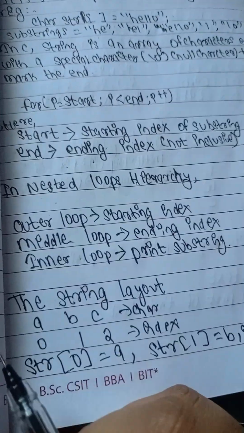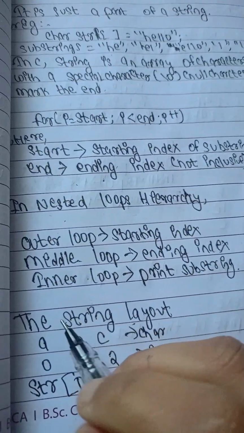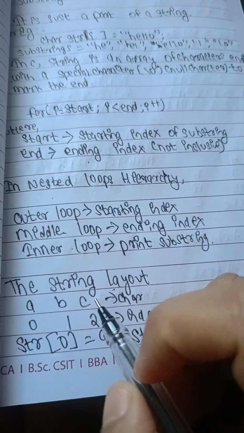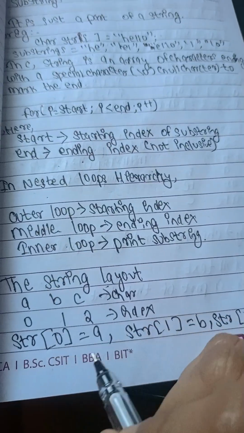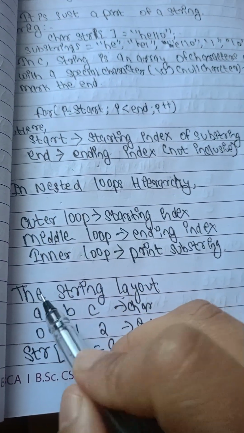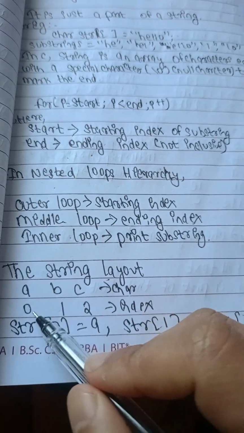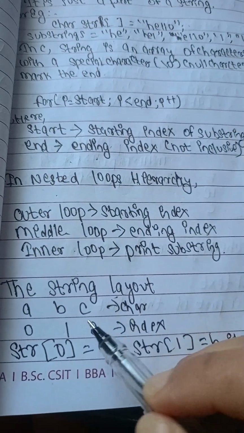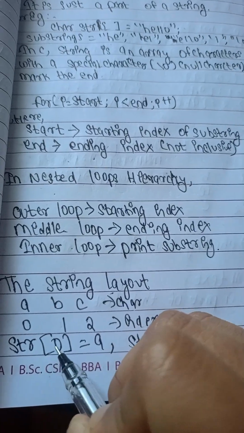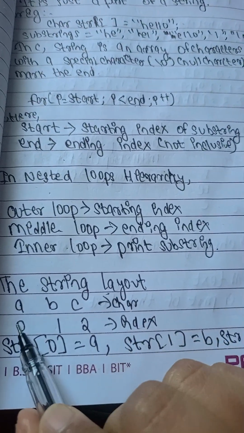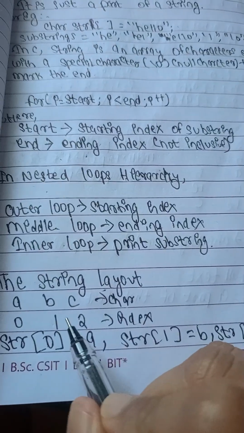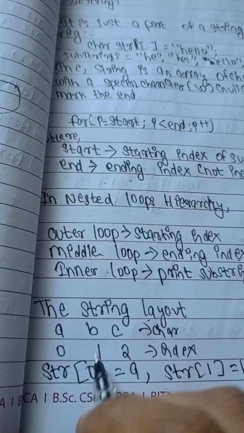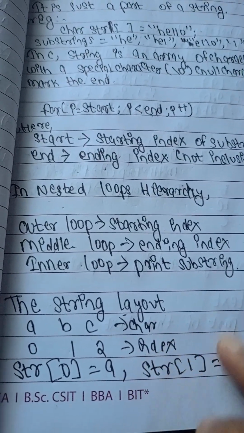So similarly, let's see the string layout. Let's not be confused between the string and substring. We have an example, and I also made the layout of it. The string layout here is ABC. This is our character, and 0 1 2 is our index. If I print string 0, it is going to print A. If I print string 1, it's going to print B. 2 means C. This is how the string is going to print.